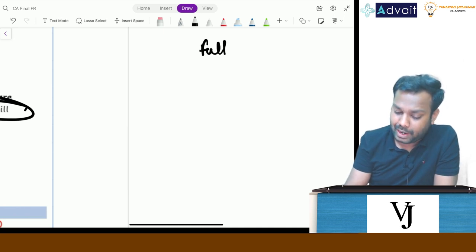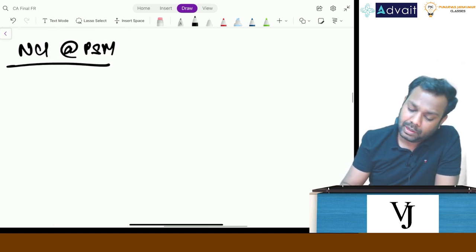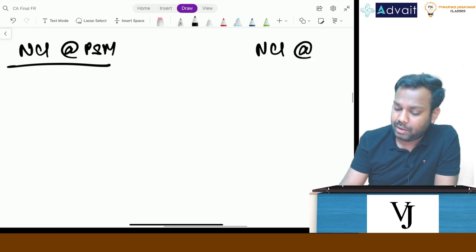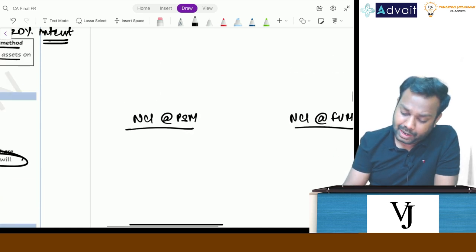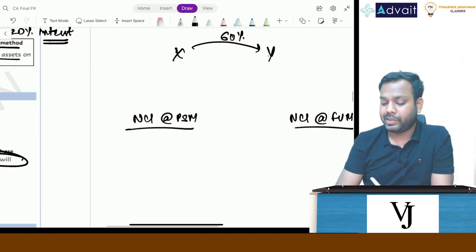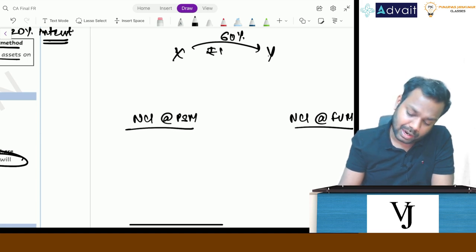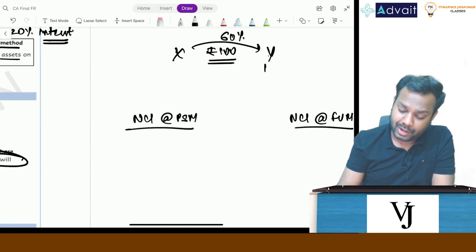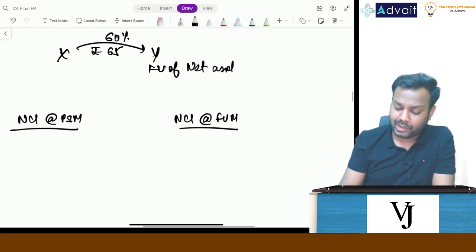Full goodwill. Or I'll write here NCI at proportionate share method, and here NCI at fair value method. Now I'll write that X company acquires 60% of Y, and the amount that X has paid is rupees 65. The fair value of net assets is rupees 100.